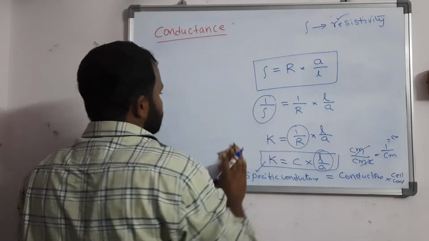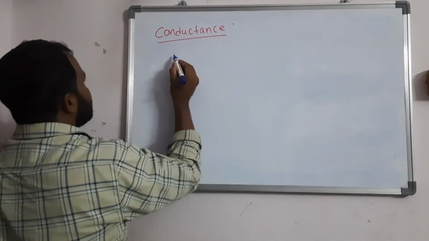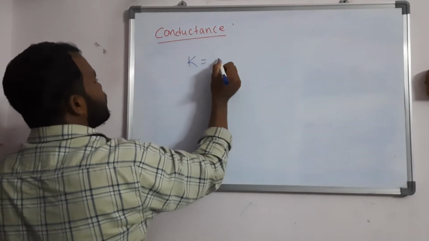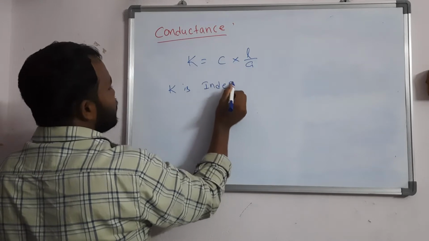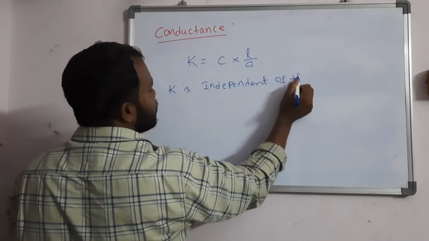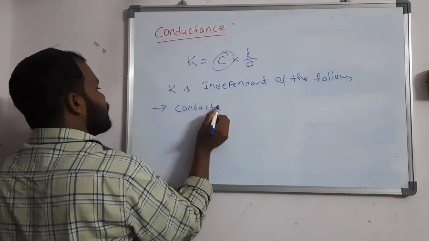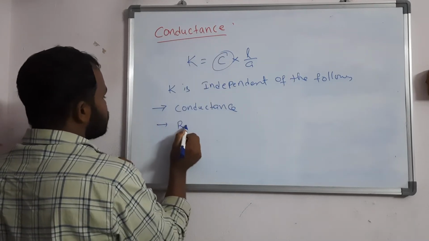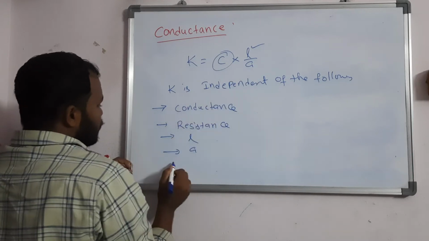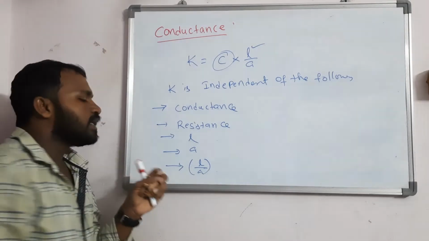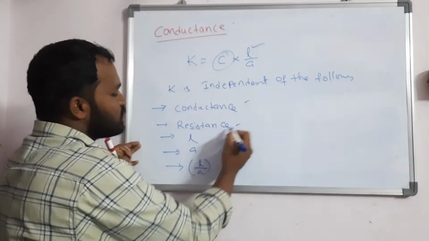Now we will discuss next what are the factors involved in K. We already wrote the relation, right? Next, factors affecting K. K is equal to conductance into L by A, right? So K, the specific conductance, is independent of the following factors. What are they? K is independent of the conductance, and conductance reverse is resistance, so it is also independent of the resistance. And K is independent of the length, K is independent of the area, K is also independent of the cell constant, that is the L by A ratio. The specific conductance is independent of the following: conductance, resistance, L by A.